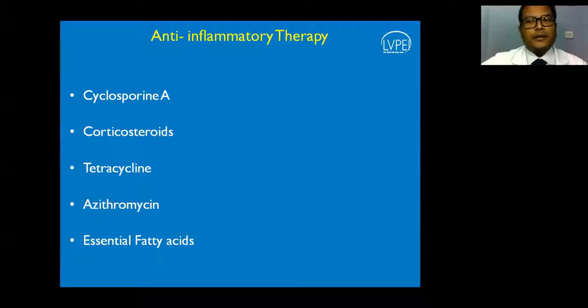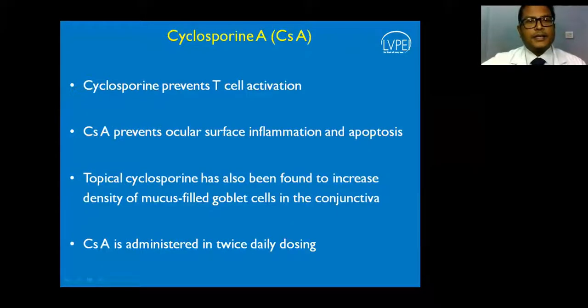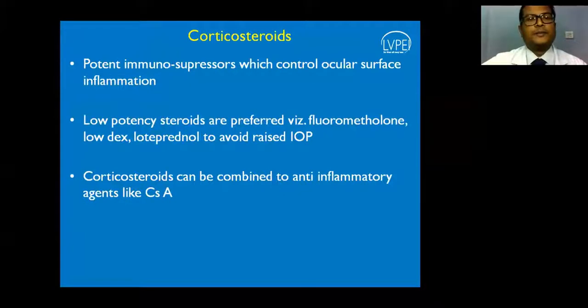Anti-inflammatory therapy as an adjunct for dry eye disease includes cyclosporin, corticosteroids, tetracycline, azithromycin, and essential fatty acids. Cyclosporin prevents T cell activation, and prevents ocular surface inflammation and apoptosis. Topical cyclosporin has also been found to increase the density of mucous goblet cells in the conjunctiva. It's administered in twice daily dosing.